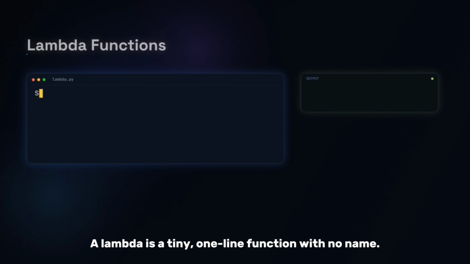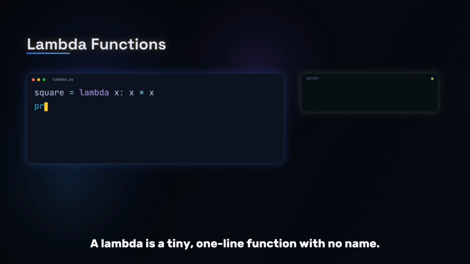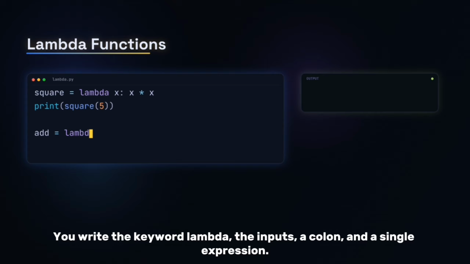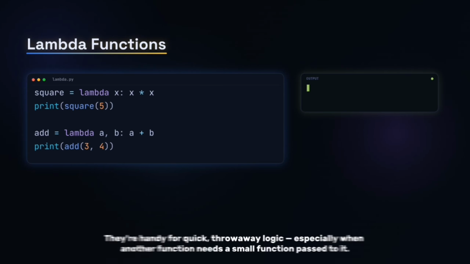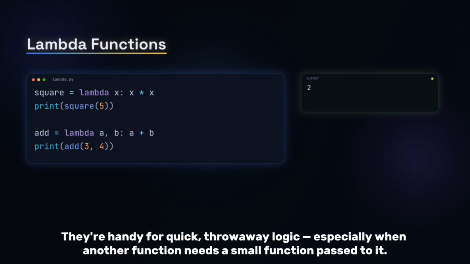A lambda is a tiny one-line function with no name. You write the keyword lambda, the inputs, a colon, and a single expression. They're handy for quick, throwaway logic, especially when another function needs a small function passed to it.